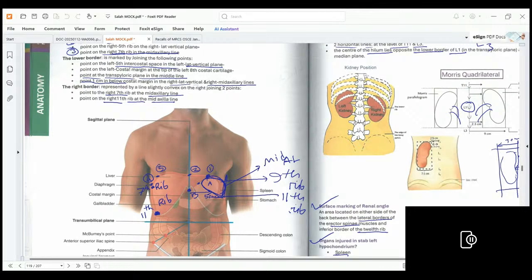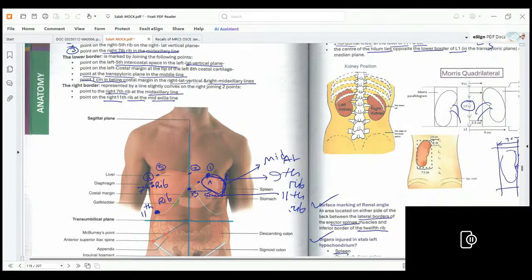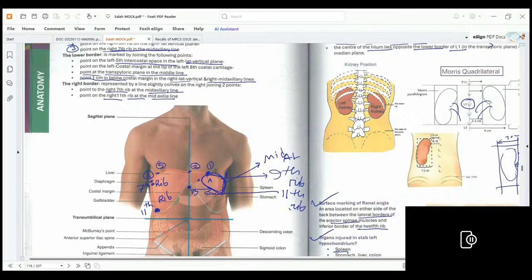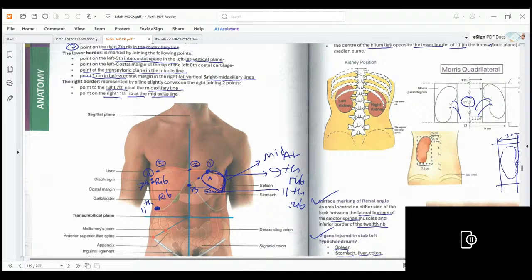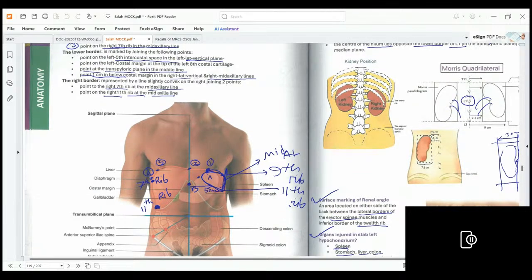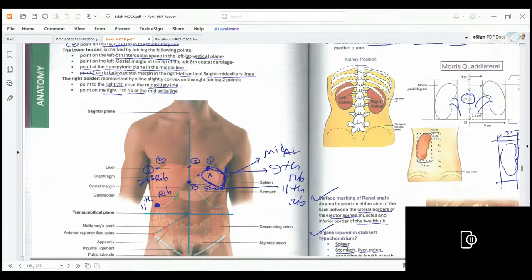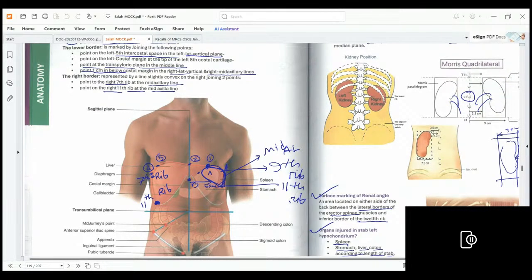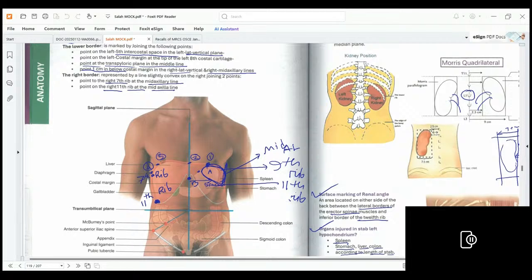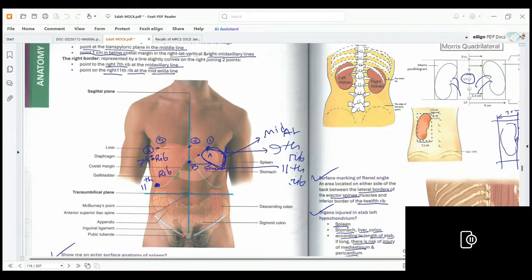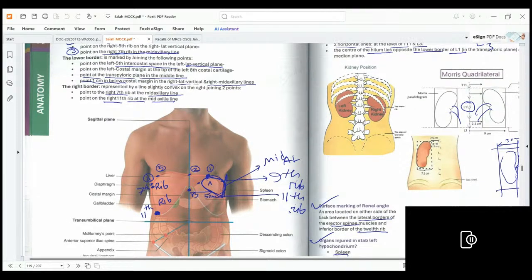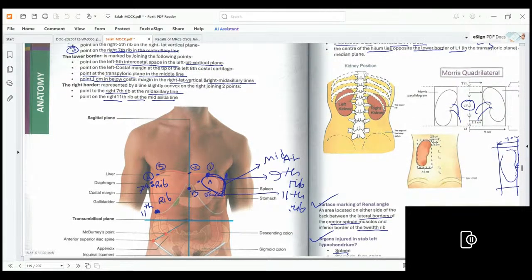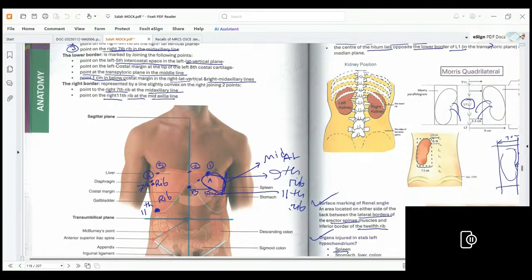And one centimeter below the costal margin in the right lateral vertical and right mid-axillary line. Lower border. How to do the lower border? One centimeter below the costal margin. One centimeter below the costal margin in the right lateral vertical and right mid-axillary line.